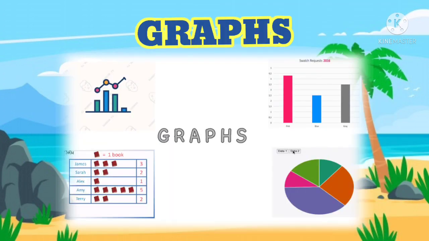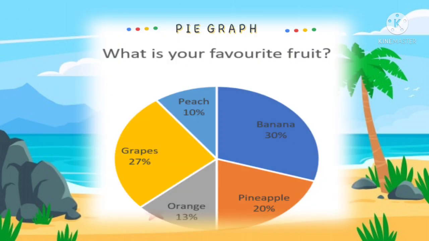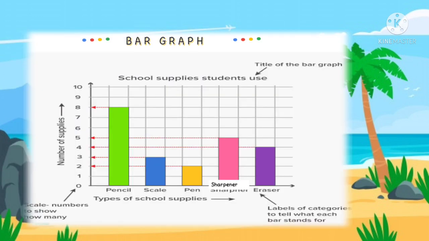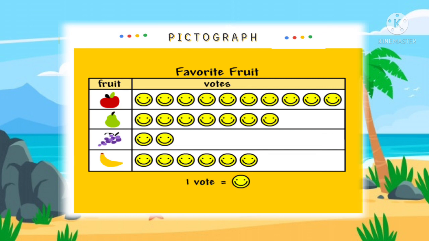Next, we have graphs. There are kinds of graphs. First, the pie graph, the line graph, the bar graph, and the pictograph.